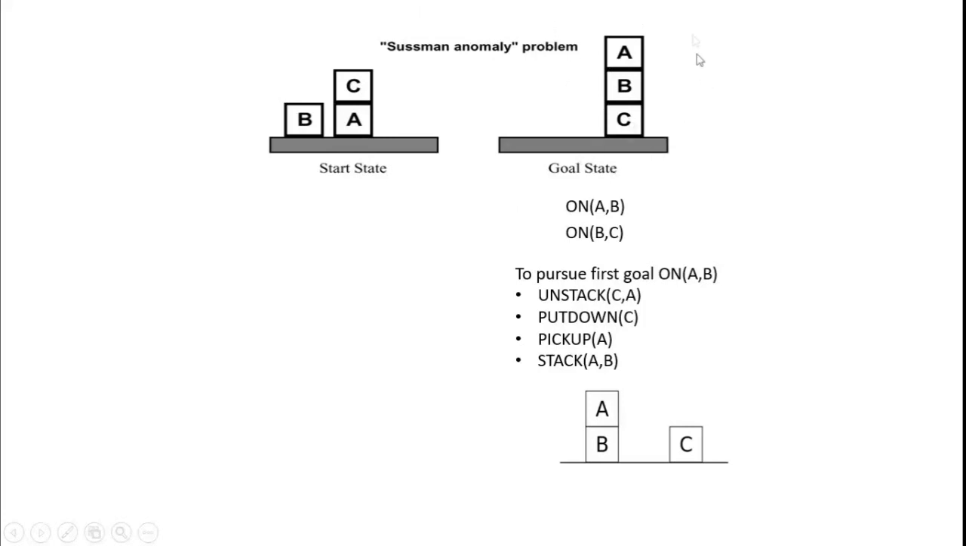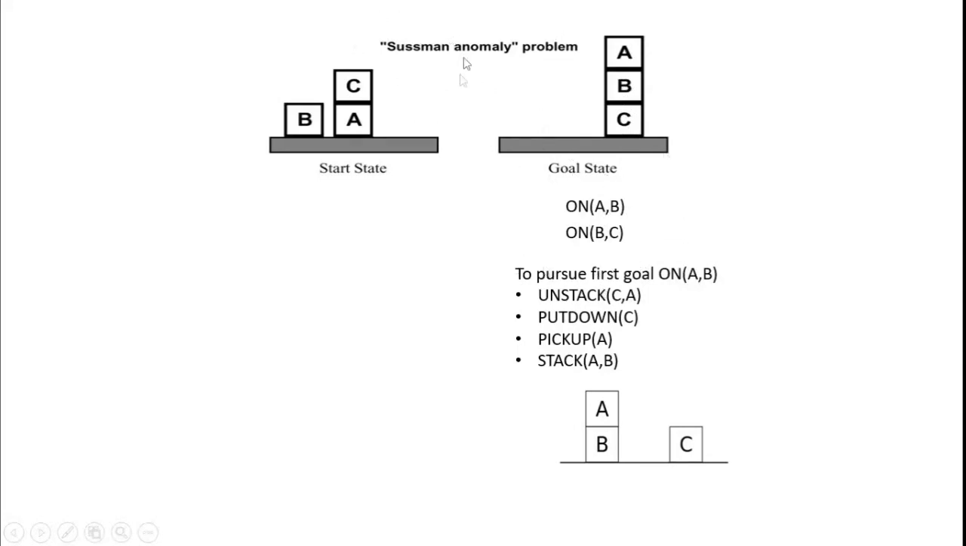So my goal state, I am dividing my goal state into two subgoals. What are they? On A, B: A is on B. And what is the compound goal? On A, B and on B, C. So B is on C and A is on B. That is a compound goal. I have divided it into two goals, on A, B and on B, C.